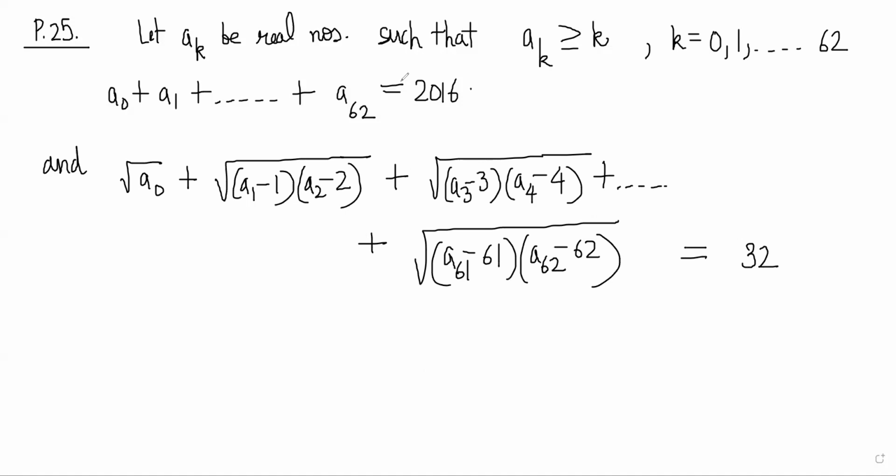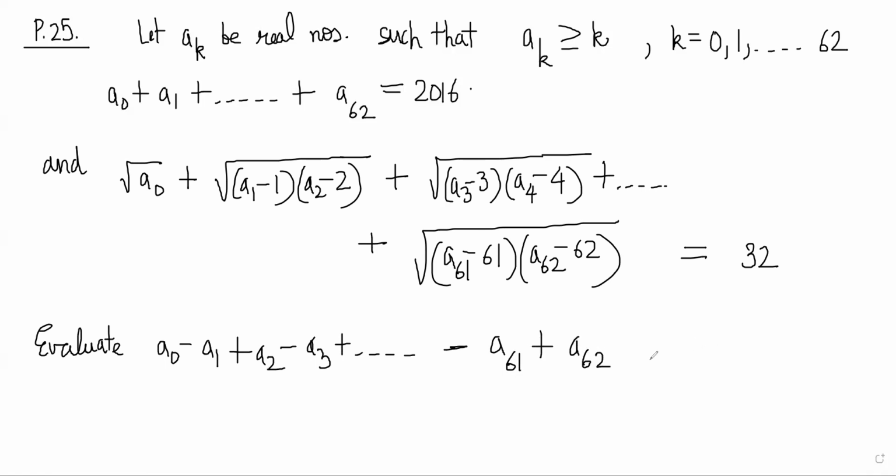So a lot of information has been given. Now we have to evaluate a0 minus a1 plus a2 minus a3 so on till minus a61 plus a62. You have to find the value of this expression. Notice that a_k is not an integer, it's a real number. And all the a_k's are bigger than k. So basically a0 is greater than 0, a1 is greater than or equal to 1, a62 is greater than or equal to 62.